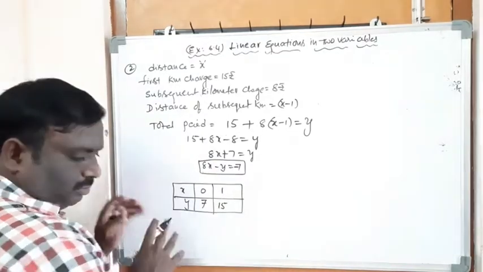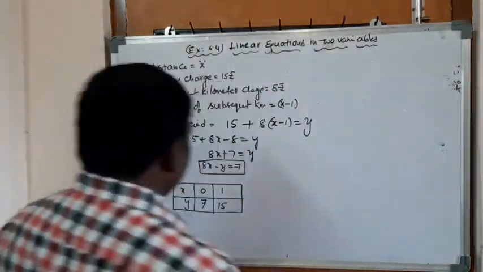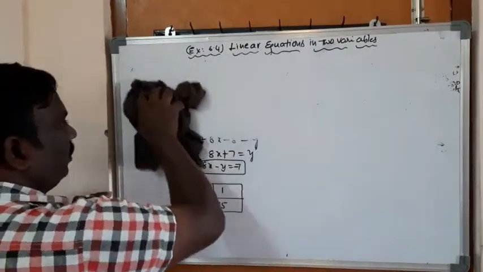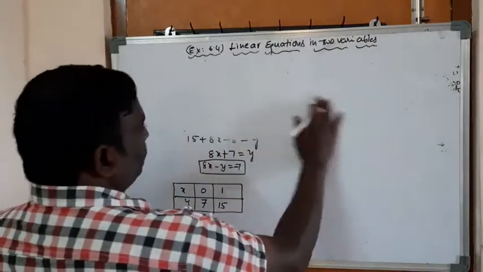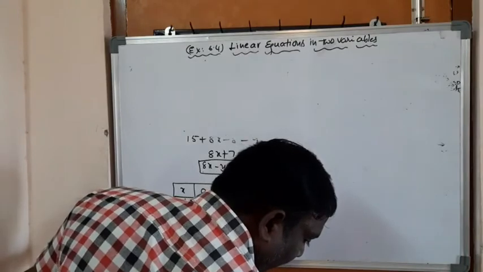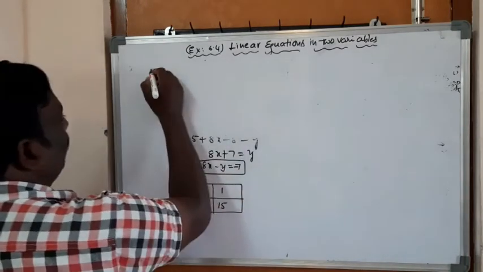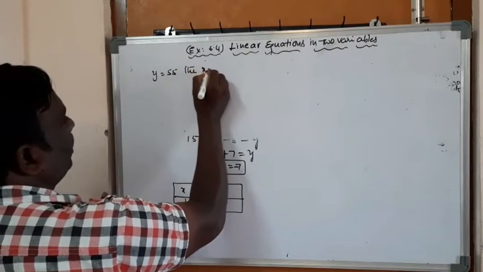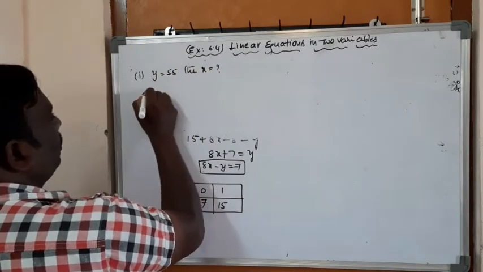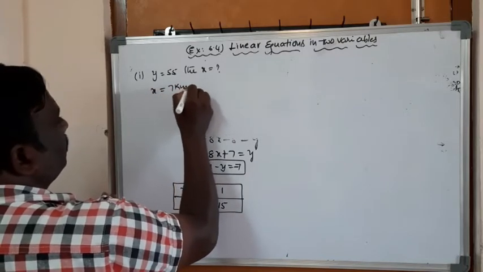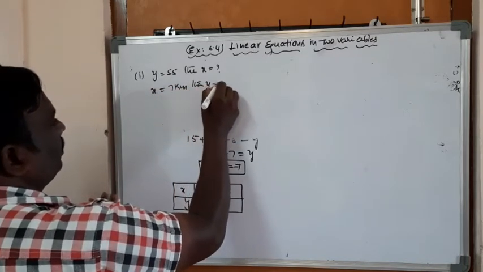So I'm erasing this one. So distance x, amount y equal to 55, first question. Then x we have to find. And if x equal to 7 kilometers, then y we have to find.